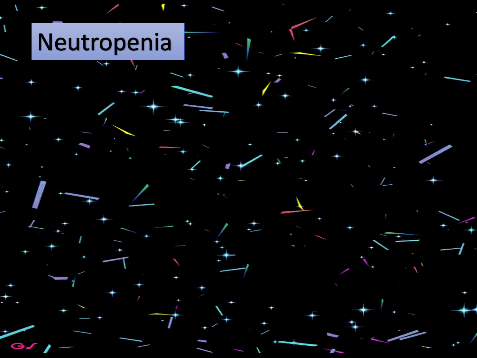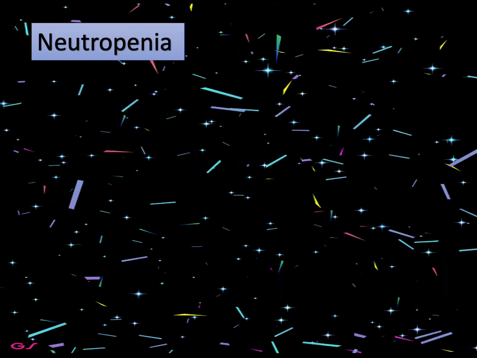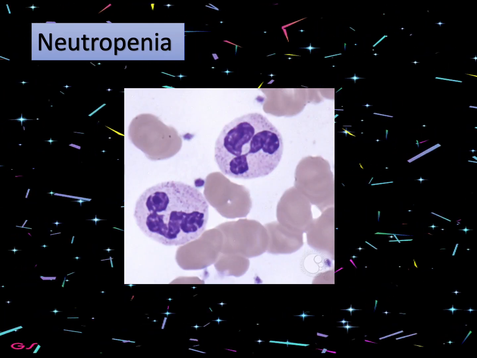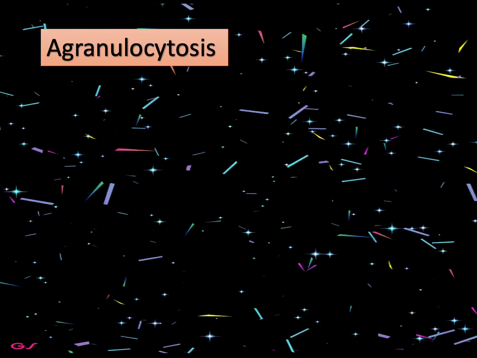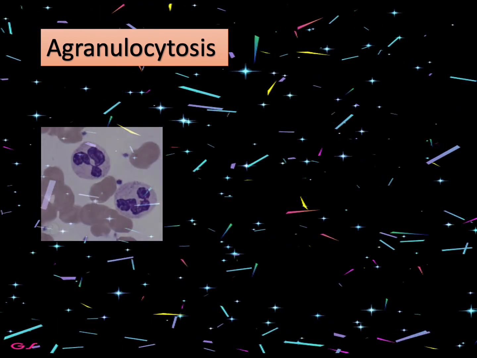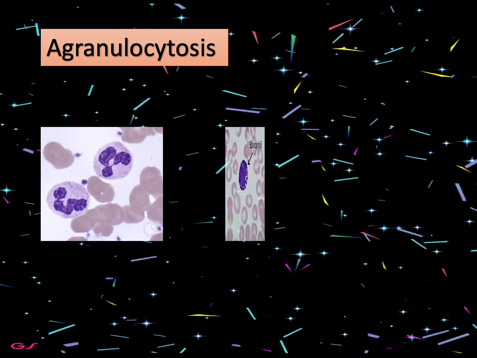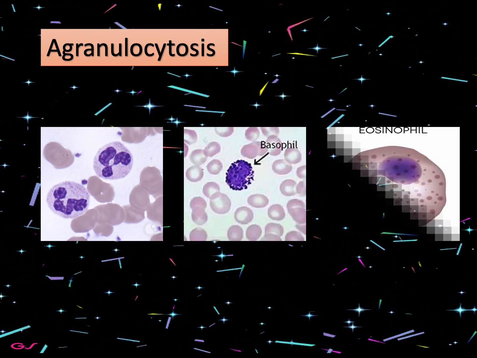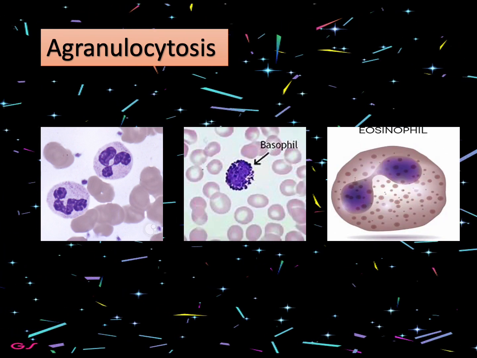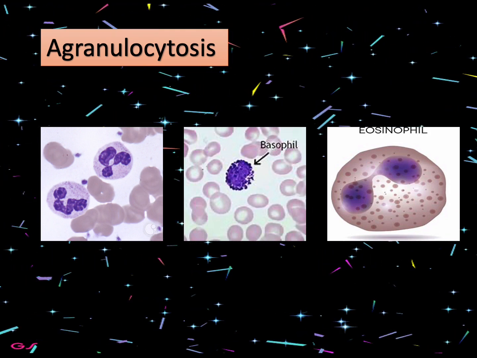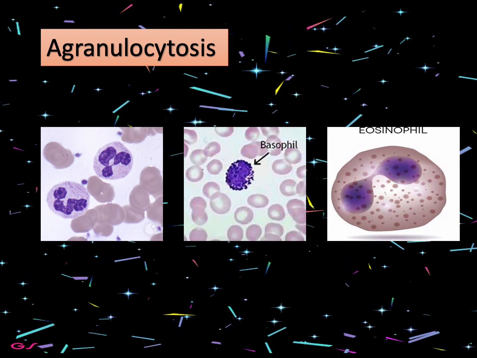Neutropenia is a blood disorder that results in low levels of circulating neutrophils, leading to impaired immune responses. Agranulocytosis is a more severe neutropenia involving neutrophils, basophils and eosinophils. In this condition, the gingival margin may or may not be involved. Hemorrhage, necrosis, increased salivation and fetid odor are the clinical features.